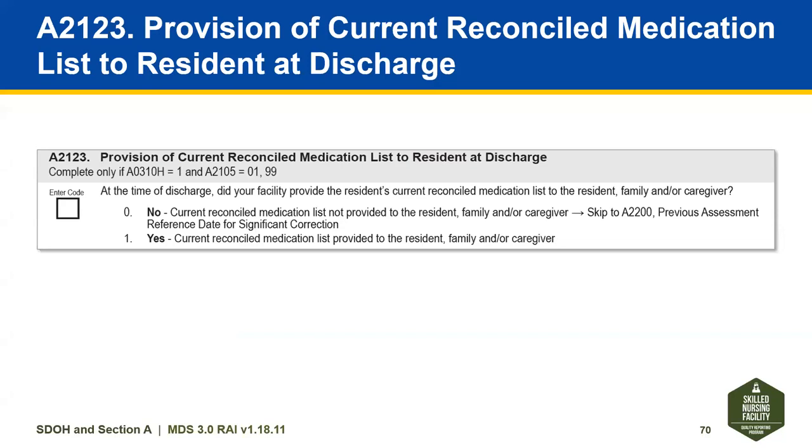So this data element is only completed on discharge, as close to the time of discharge as possible, when the discharge assessment is coded as A0310H equals 1, which is a part PPS discharge. And if the discharge status is coded as 01, which is home or community, or coded 99, not listed, which is if the resident was discharged to none of the listed locations.